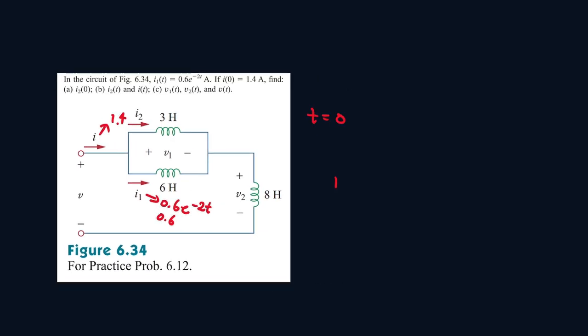So we see as I enters the node, I1 and I2 leave the node. So that means I, 1.4, minus 0.6 equals I2. I2 at 0 is equal to 0.8 amps. So that's our first bit done.